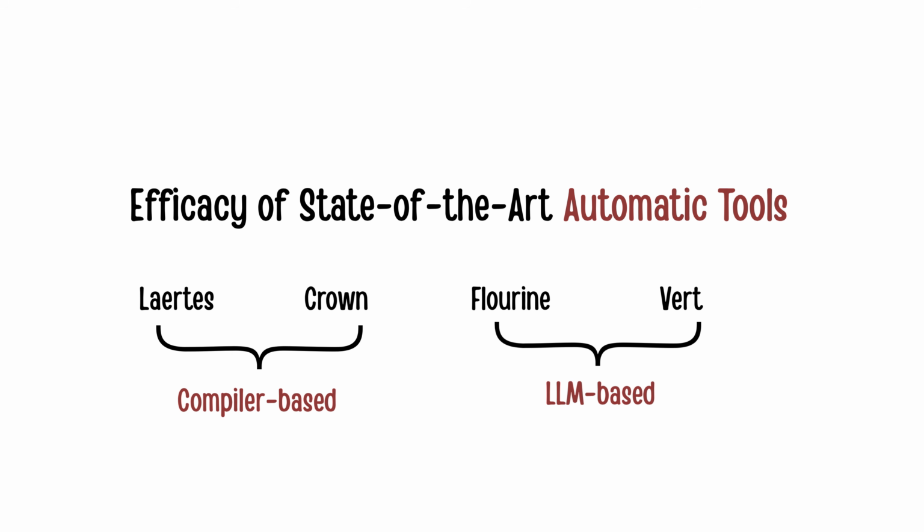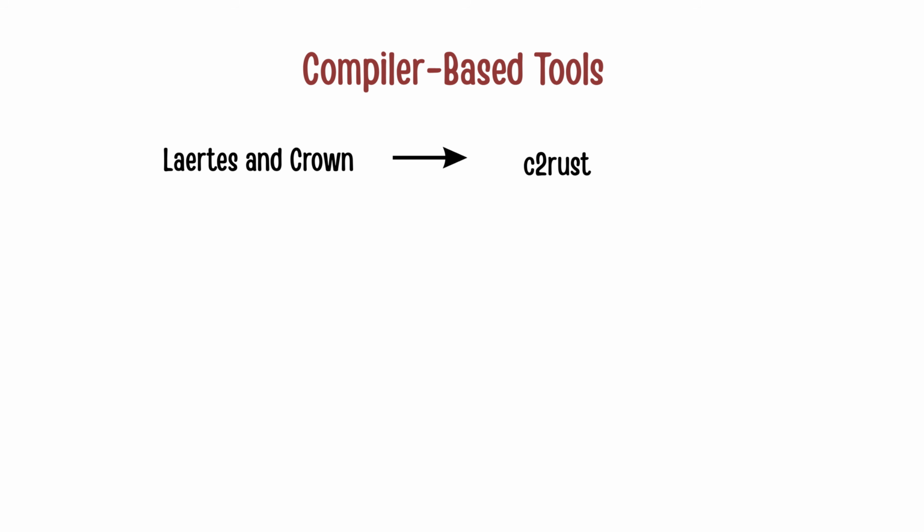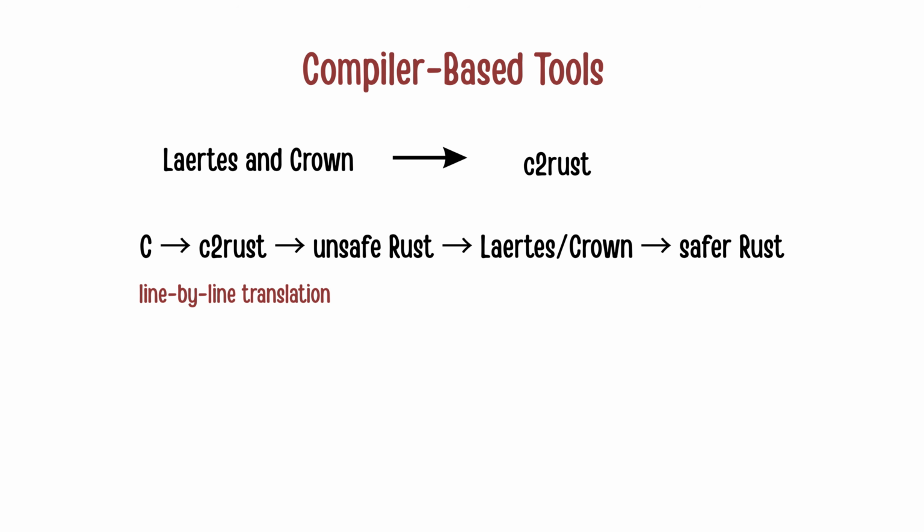Let's start with Layerts and Crown. Both of these tools operate on top of C to Rust. Remember that C to Rust performs a relatively direct line-by-line translation from C into Rust, but the resulting code relies heavily on unsafe Rust. Layerts and Crown then attempt to take that unsafe Rust code and make it safer by converting raw pointers into Rust references.